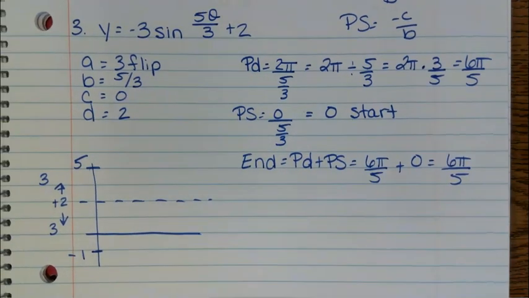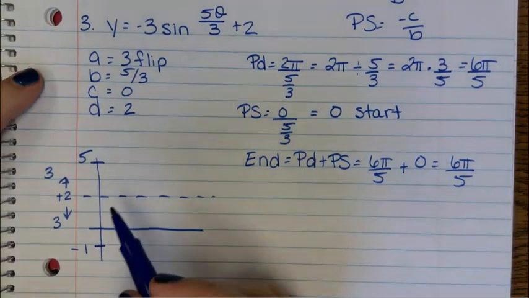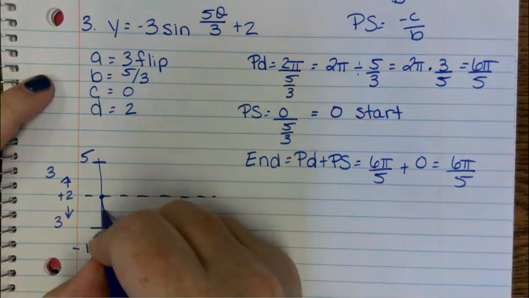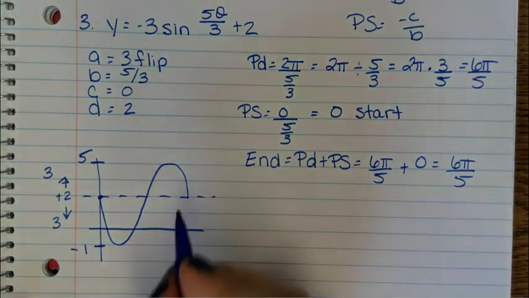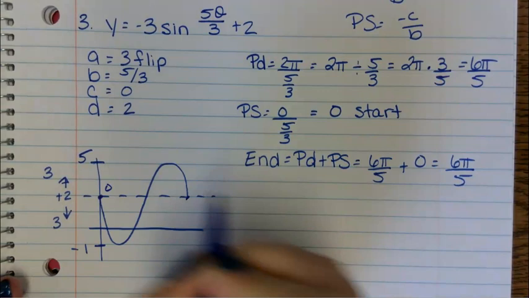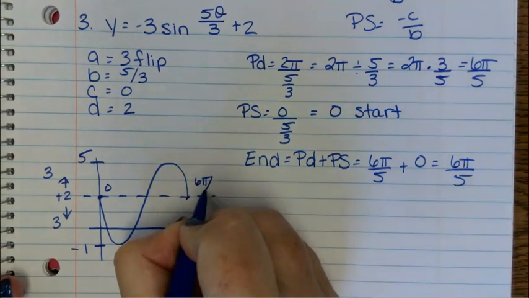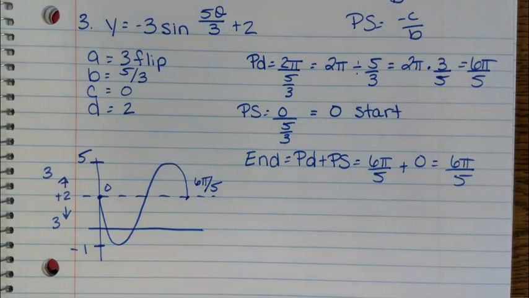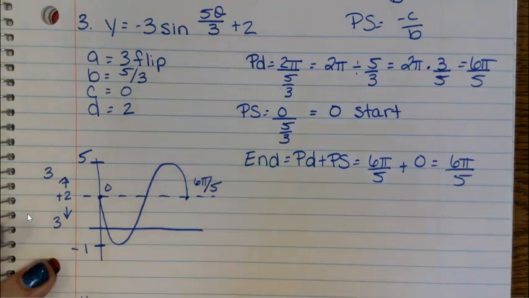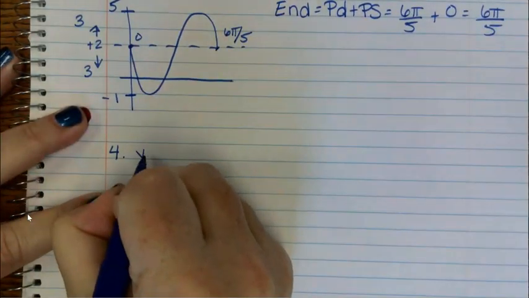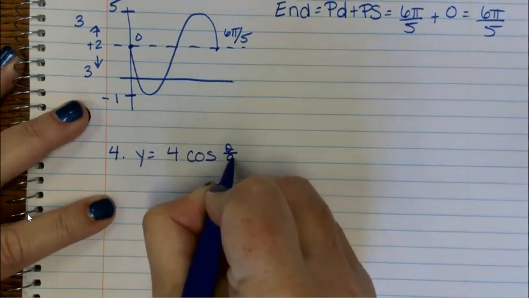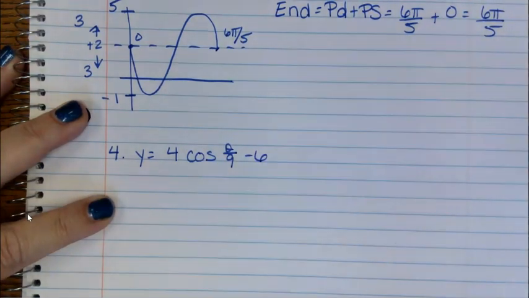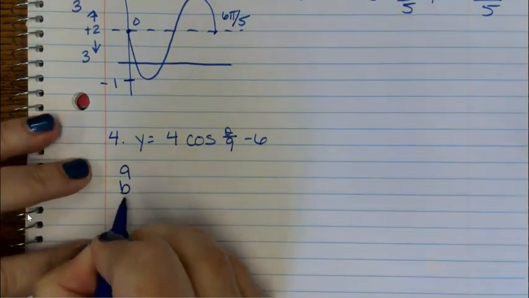This is a flipped sine curve. So we're going to start in the middle and go down, then up. Okay. My start was here at 0, and my end was here at 6 pi over 5. And we're done with that one. Okay, so let's look at number 4. Y equals 4 cosine theta over 9 minus 6. So again, A, B, C, D.